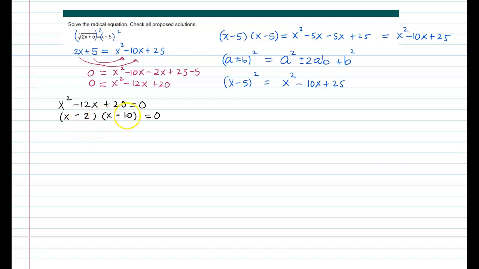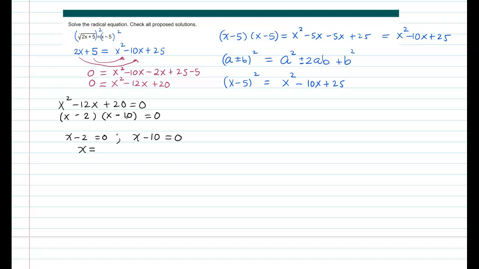And then you can check if you have factored this correctly by doing the FOIL method. Or you can just check the inner and the outer terms. Multiply this, it's negative 2x, and that's negative 10x. If you add them, that would total to negative 12x. So now that we have the expression in factored form, then we can equate each factor to 0. Equate each factor to 0. And then solve for x.